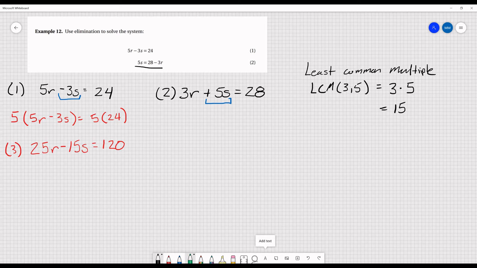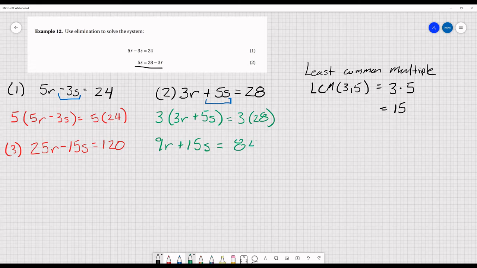And I'm going to do the same thing to equation 2. What do I need to multiply 5 by to turn it into 15? Now, 3. So I will multiply all of equation 2 by 3. That gives me 3 times 3, 9r. 3 times 5, 15s, of course, by design. And then 3 times 28 gives me 84. And I'll just call this equation 4.